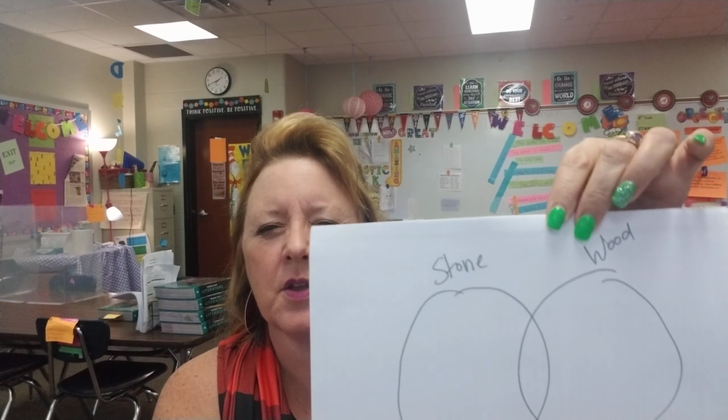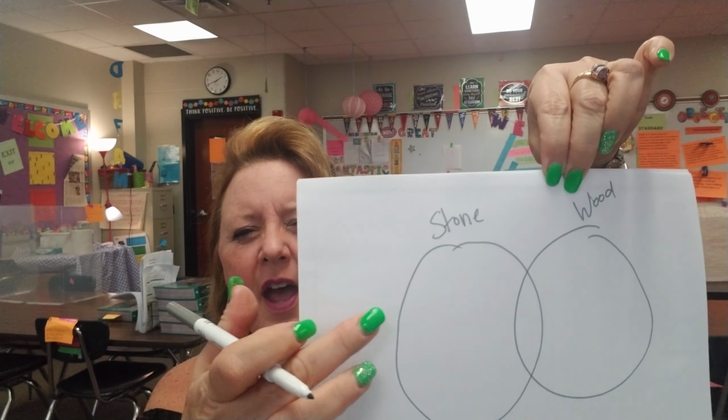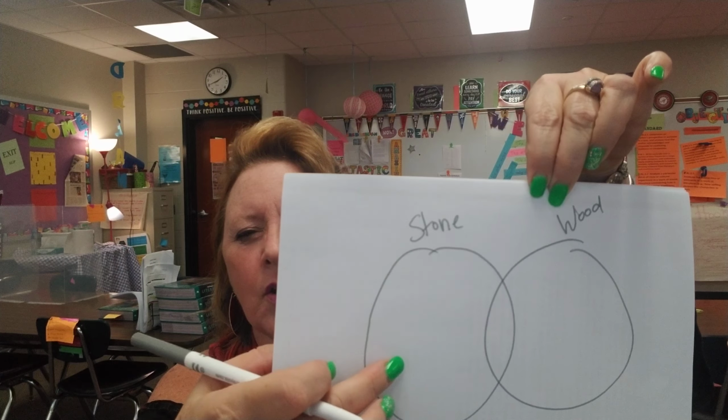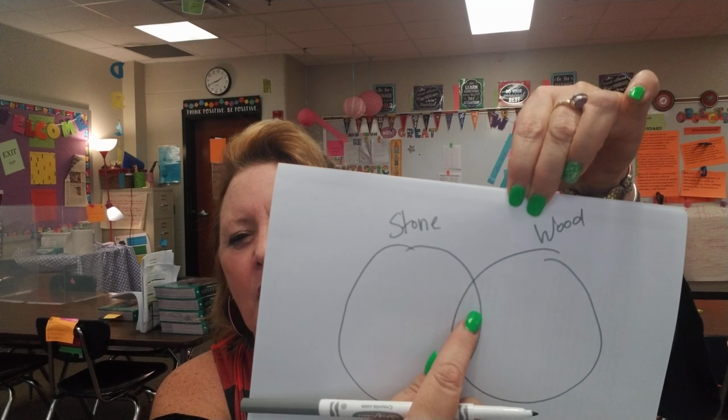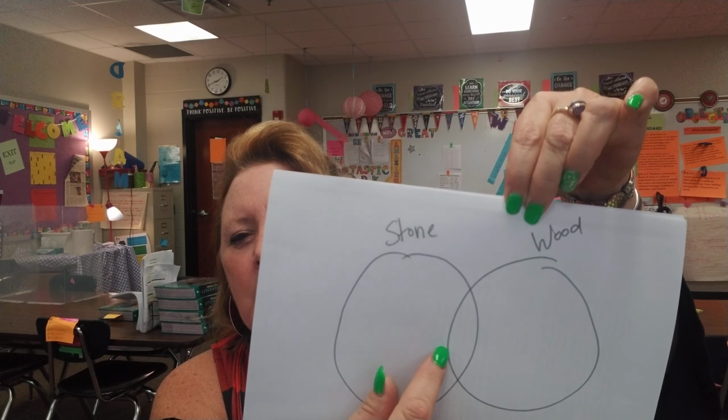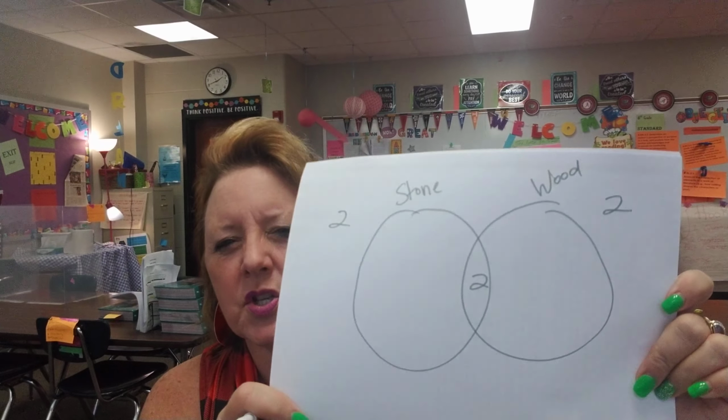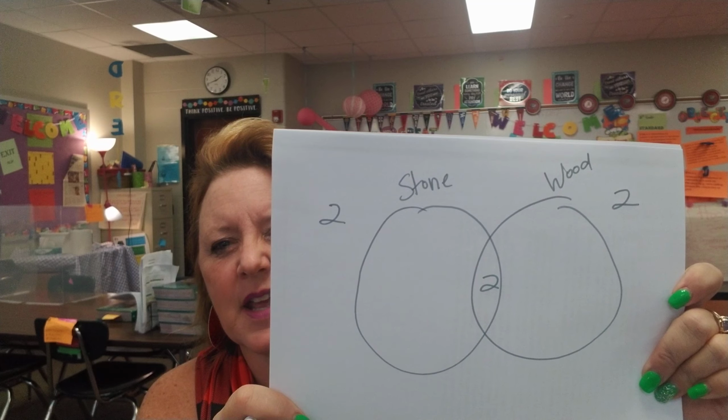And if you are not remembering what that looks like, here is what that looks like. So you would write facts about Stonehenge on here, facts about Woodhenge over here, and the ways that they are alike right here in the middle. Okay, so you're going to need 2 facts about Stonehenge, 2 facts about how they're alike, and 2 facts about Woodhenge. So you're trying to gather those facts as we read.